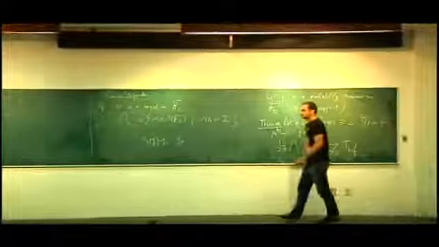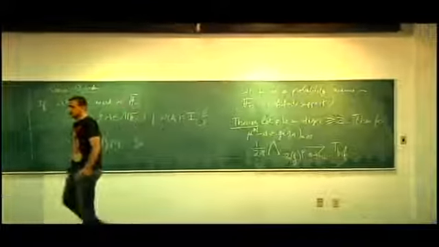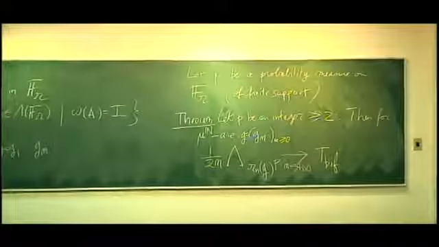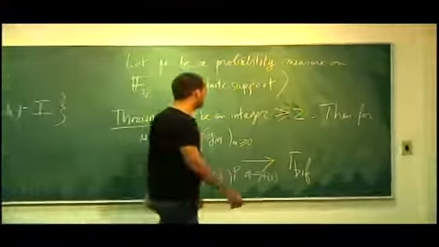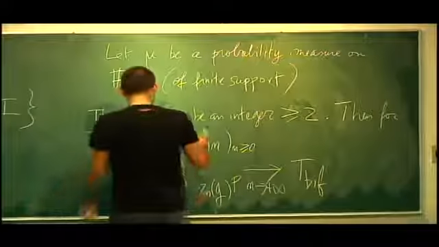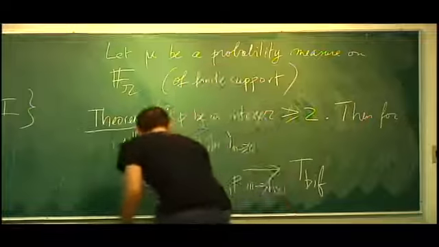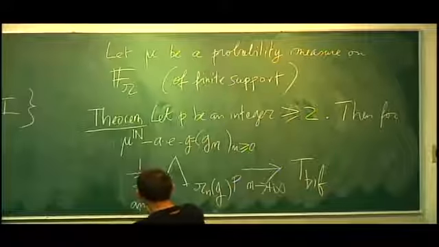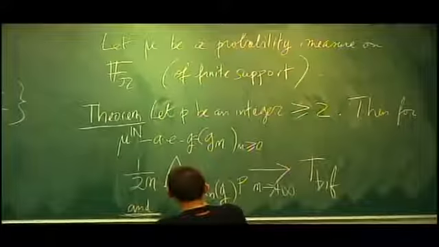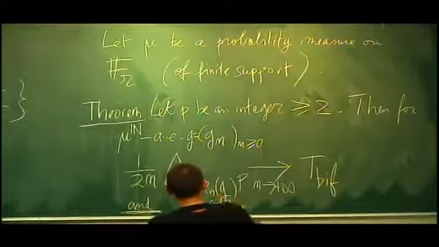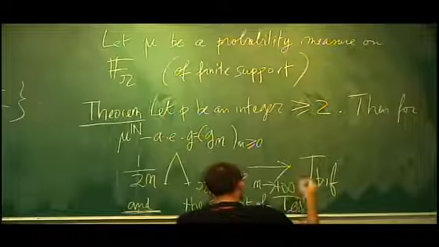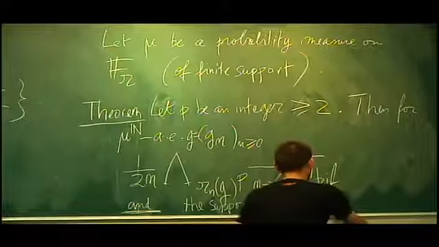But you said that the limit current depends on mu? Yes, and not on P. So I will finish here. So this is the important part, and the support of T BIF, of the bifurcation current, is the bifurcation locus.